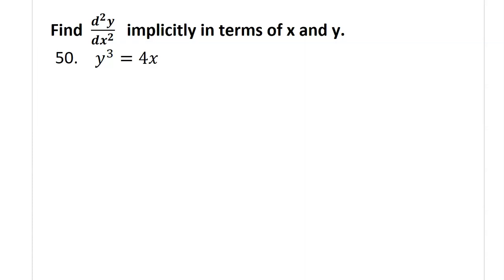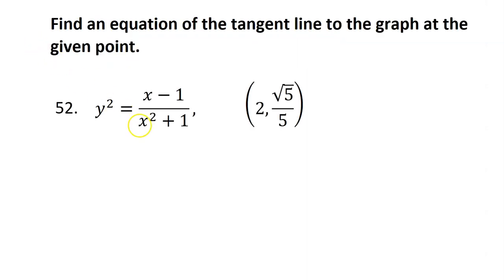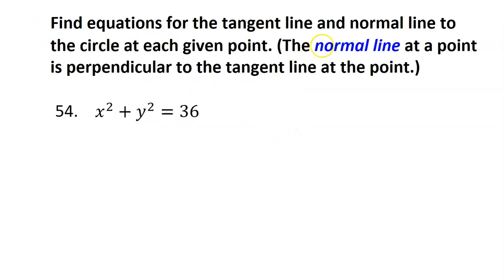In this video, I will show you how to use implicit differentiation to accomplish a variety of things. First, we will find the second derivative in terms of x and y. Then I'll show you how to find the equation of the tangent line to the graph at a given point. Then I'll show you how to find the equation of the normal line at a given point.